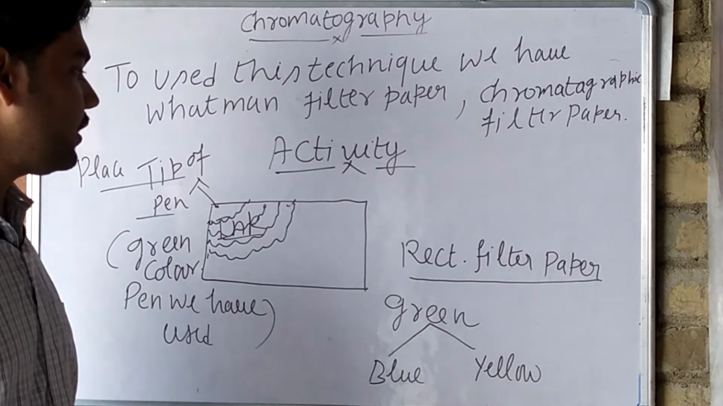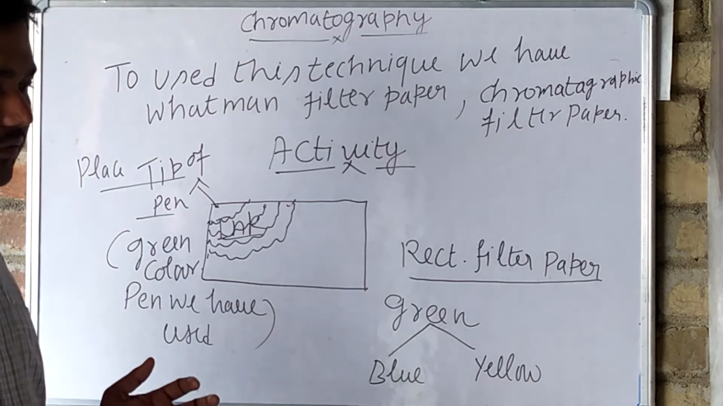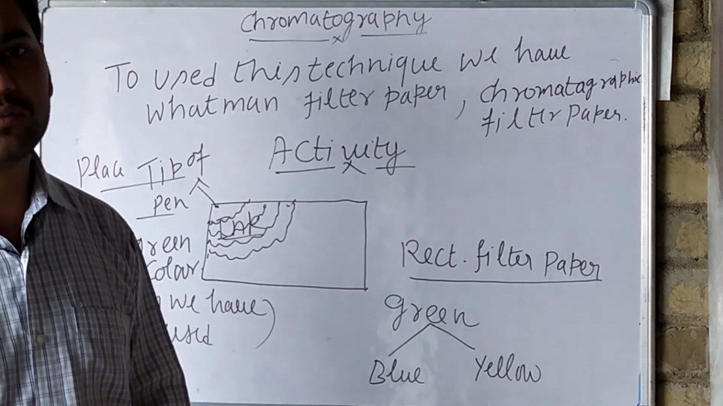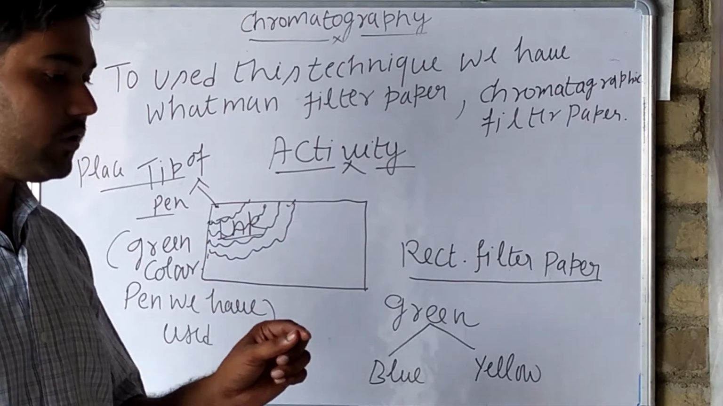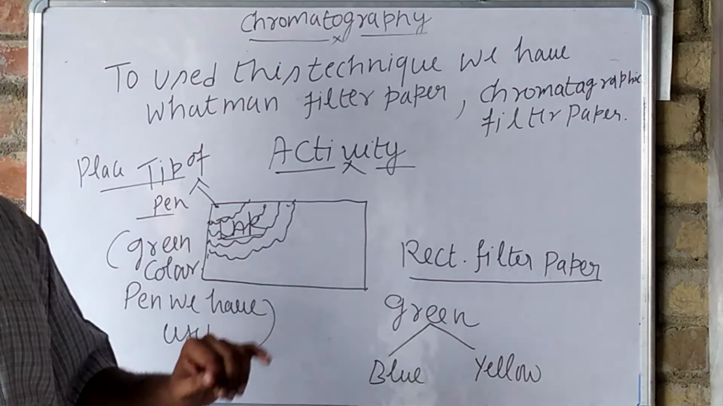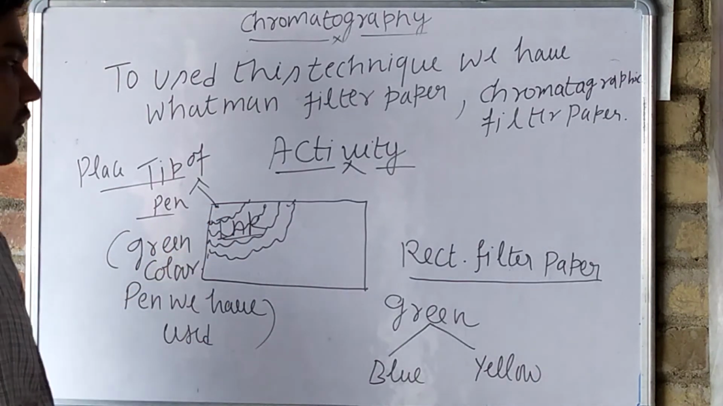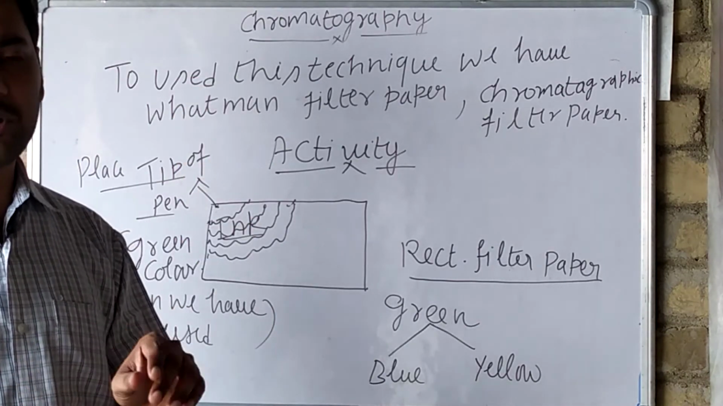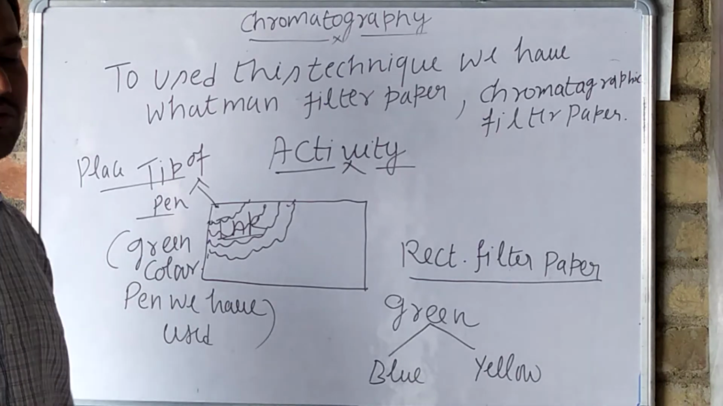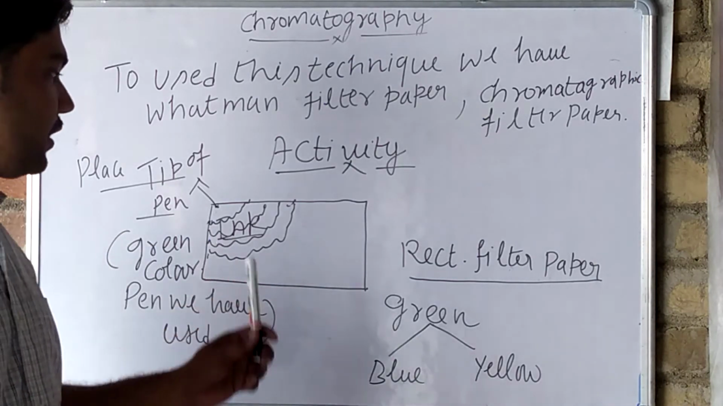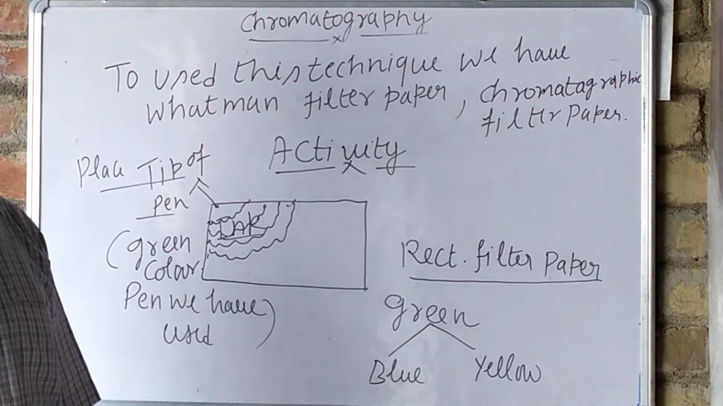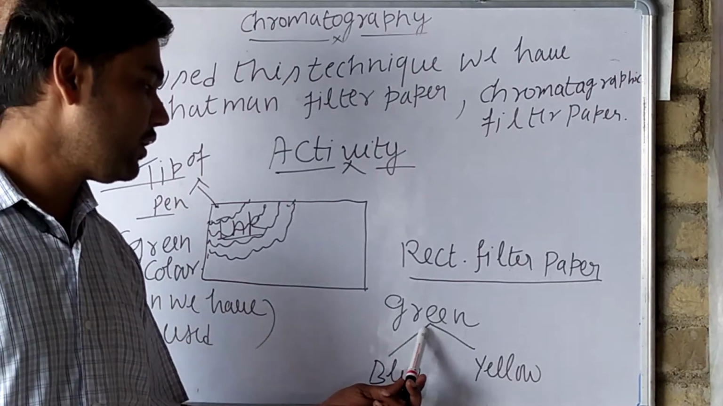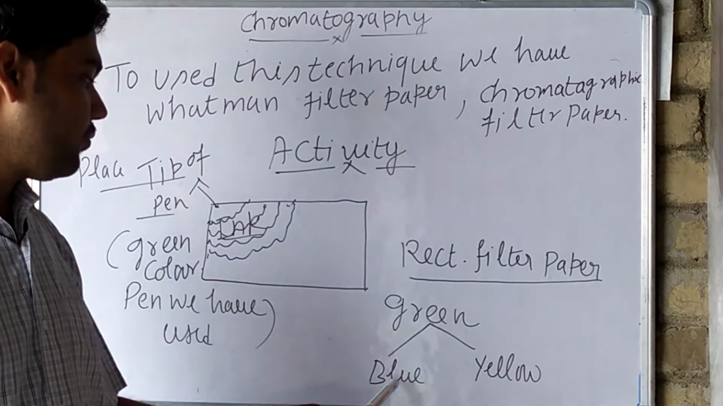When the ink has dried, we will place the adsorbent, here the solvent, that is water. We will just touch the end of the rectangular filter paper on the water. No need to dip it, you just need to touch it. As soon as you touch, you will see a layer of ink get separated on the solvent. Now that green color ink will get separated into blue and yellow.